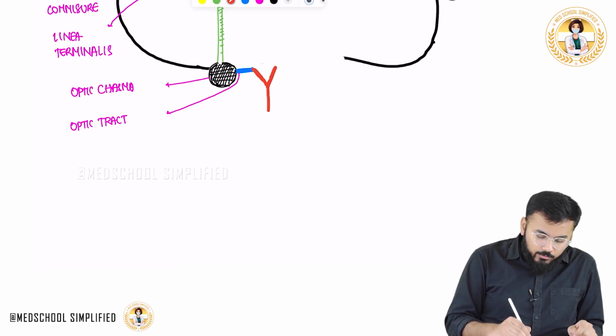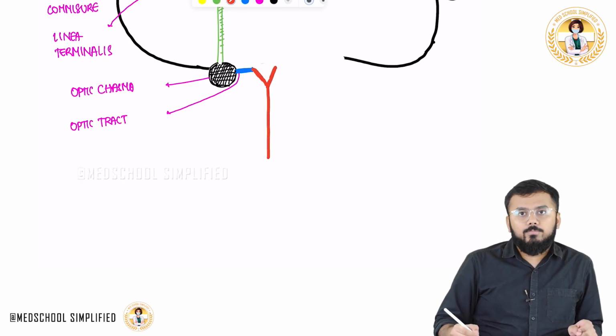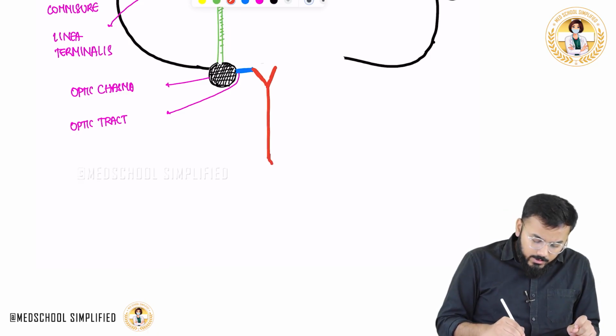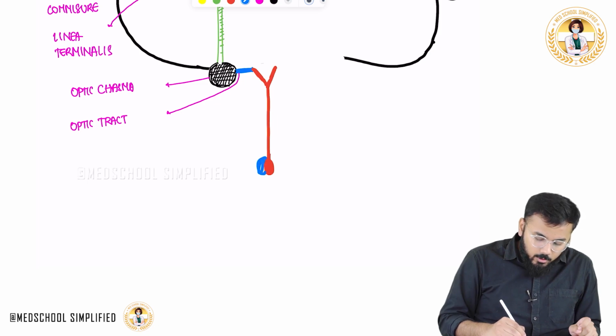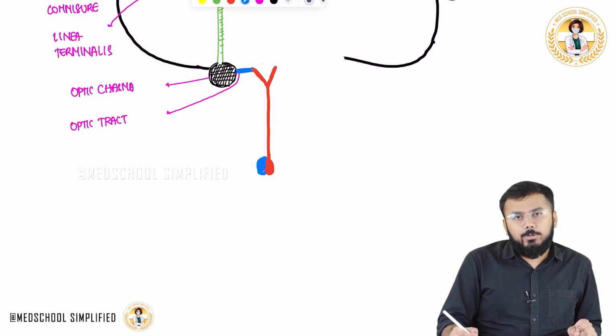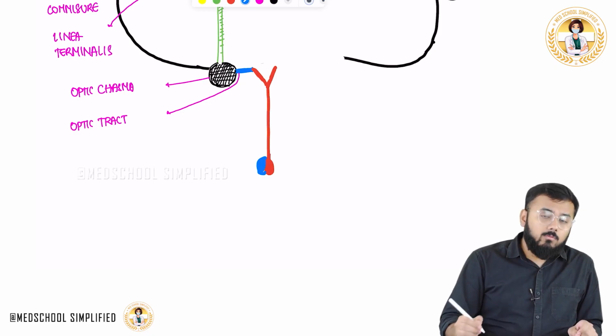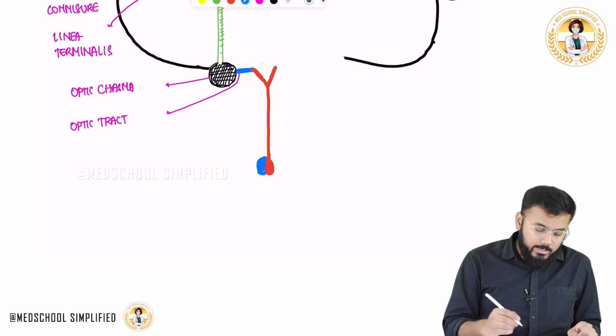Now hanging down from the medial eminence, you see this stalk. This stalk will continue like this, right? And there is a gland here. Now by looking at this, you can tell that this is a pituitary gland. And this stalk, what is this called? This is called pituitary stalk.